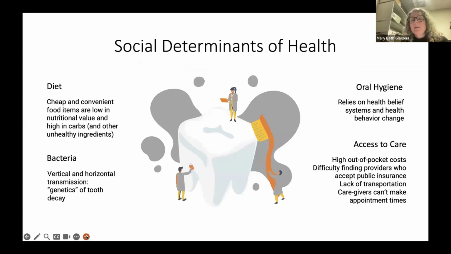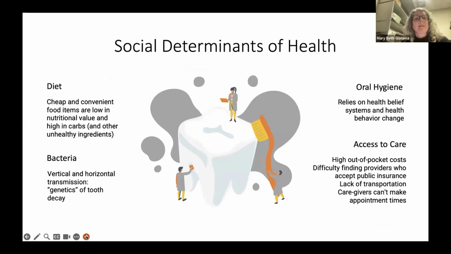So why is that? Well, the same with all these disparities when it comes to chronic diseases, right? We're talking about the social determinants of health. So things like diet, those fermentable carbohydrates. Cheap and convenient food items are often low in nutritional value, but very high in carbs and other unhealthy ingredients. We talk about bacteria.